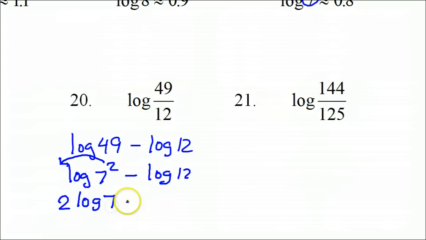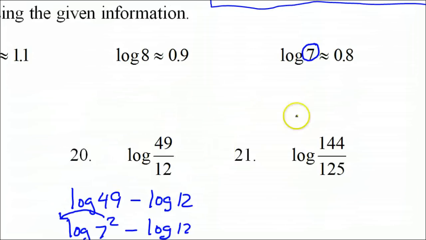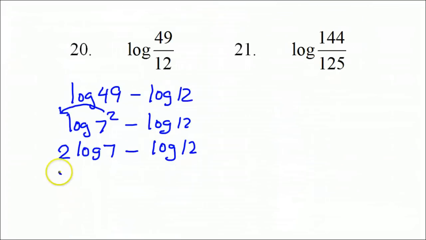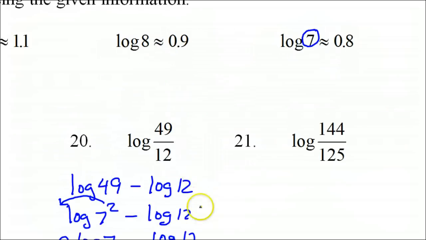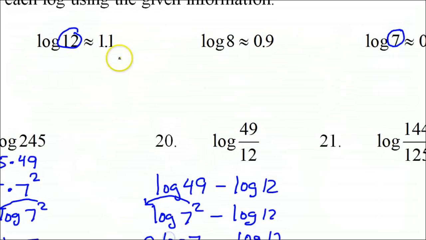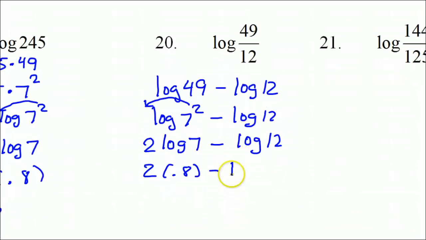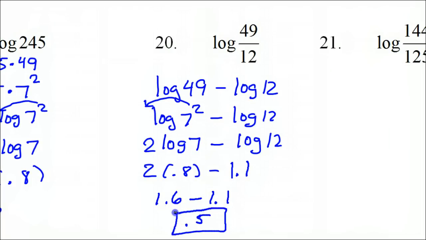Okay, log 7 was 0.8, so this is 2 times 0.8. And then log 12 is 1.1. Okay, so this is 1.6 minus 1.1. So this is 0.5. So that is the final answer to number 20. All right, number 21.